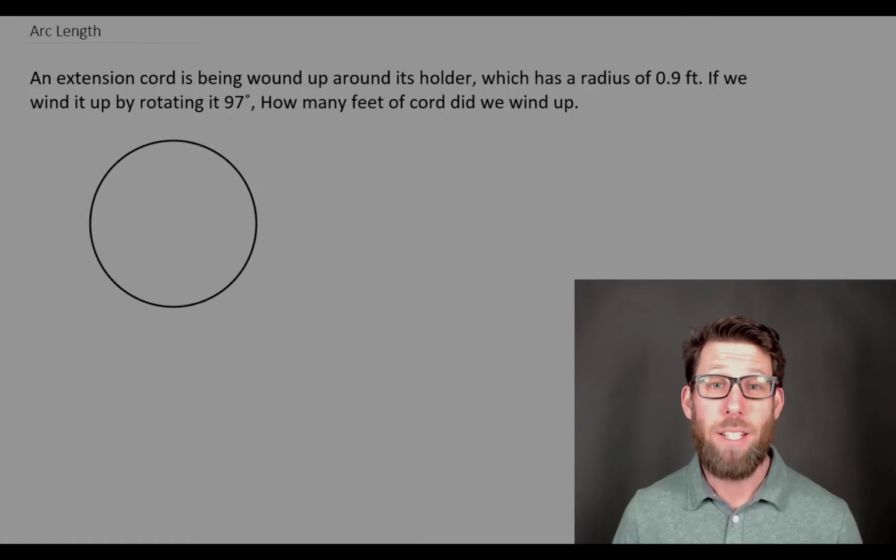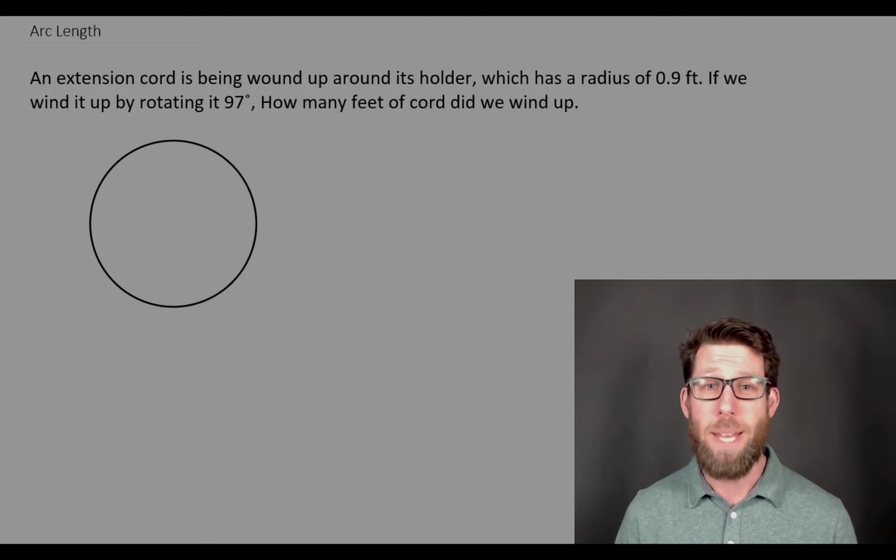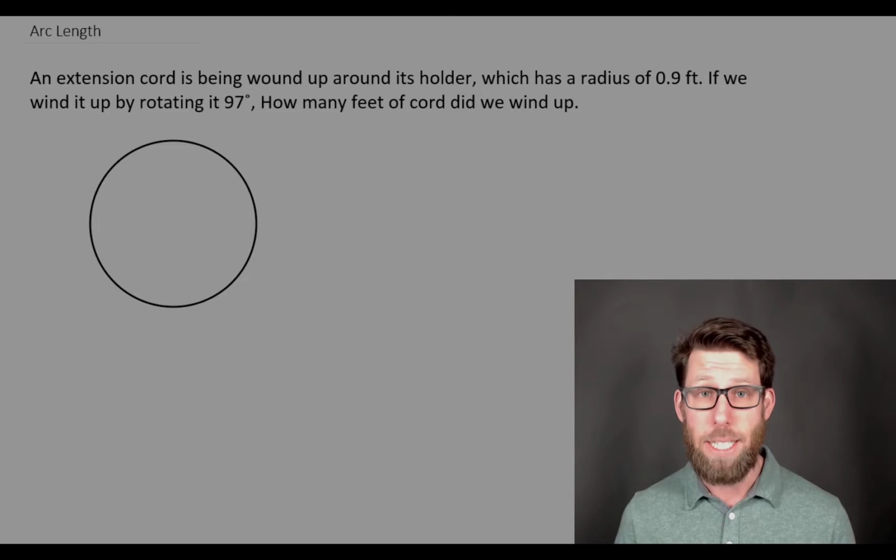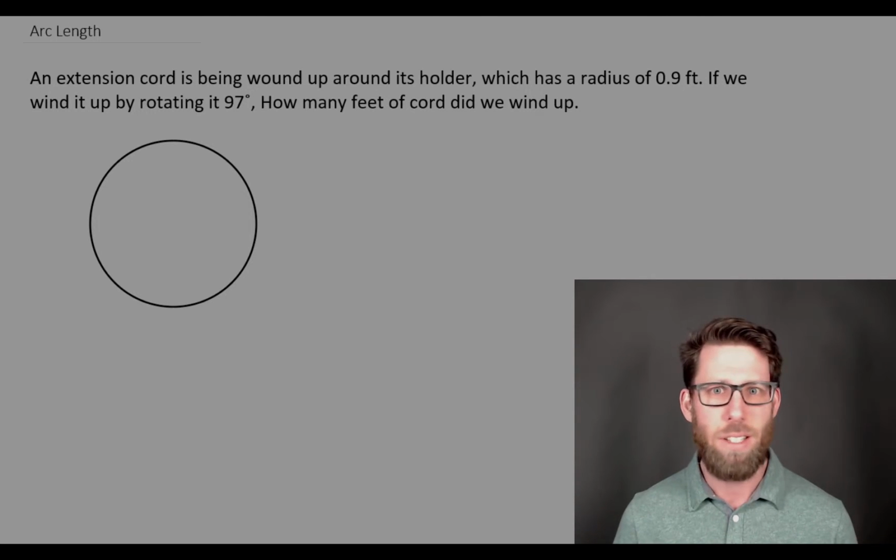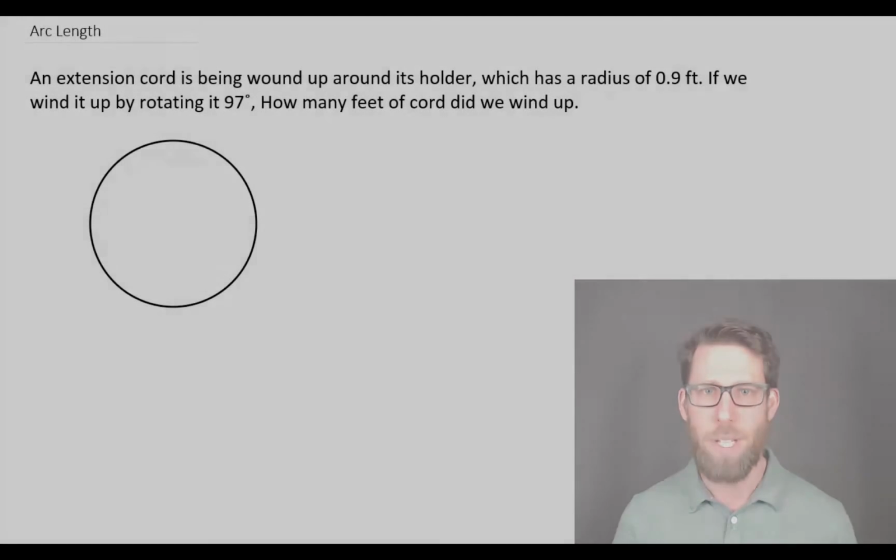In my experience as a math teacher, the arc length formula gets messed up all the time. So I'm actually not going to teach it. I'm going to show you kind of how it works and the fact that it really isn't even that necessary that you know it in the first place.